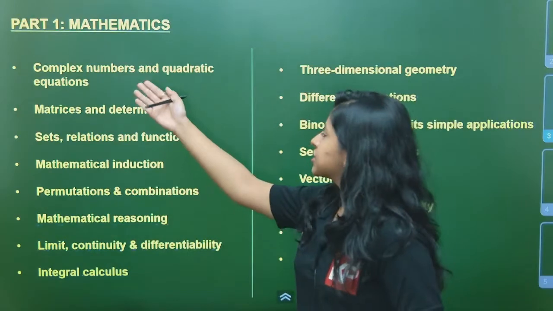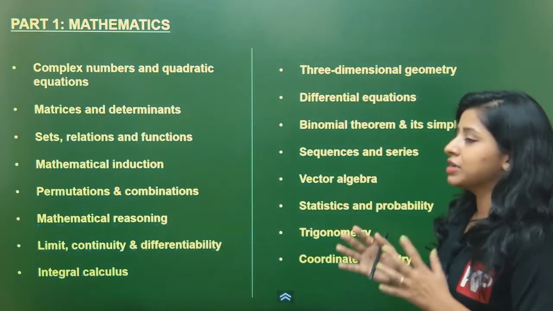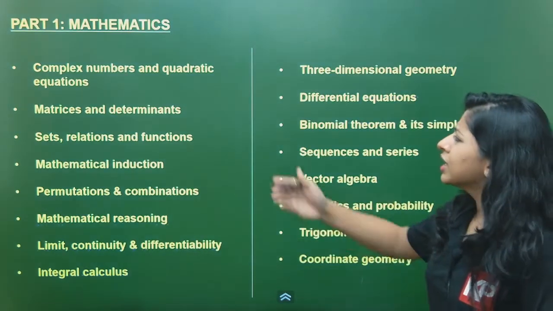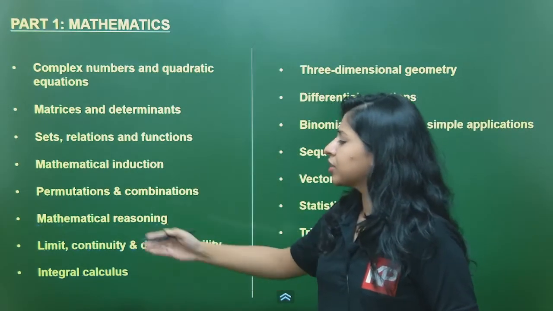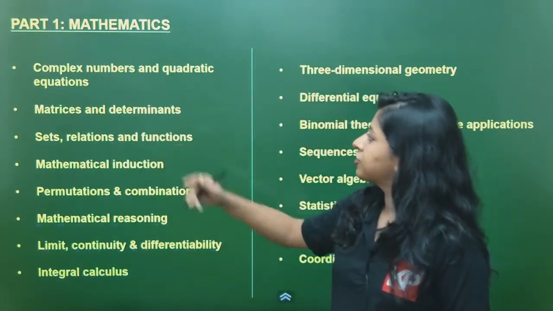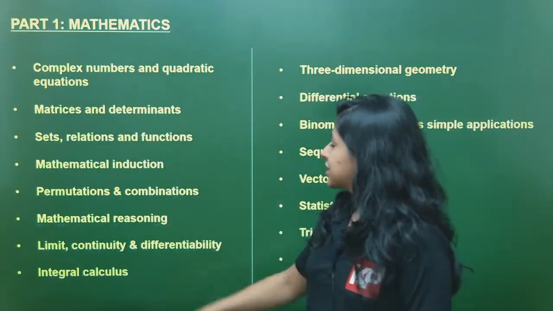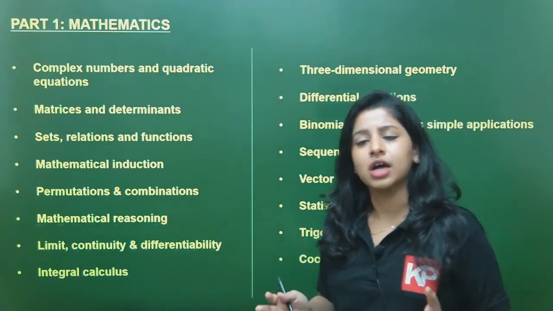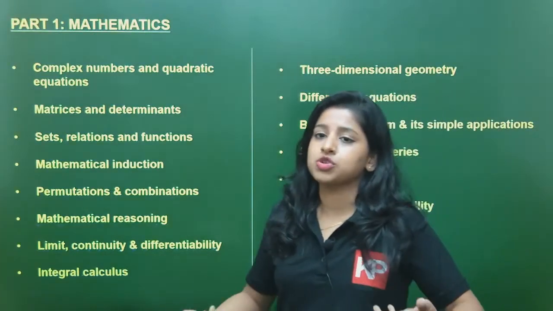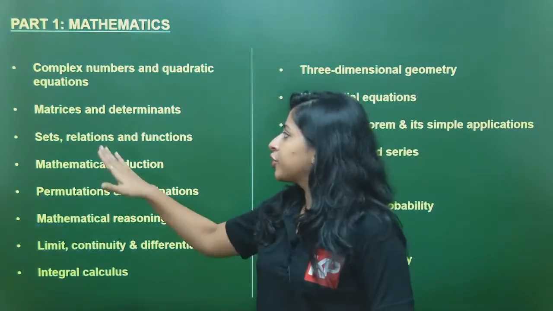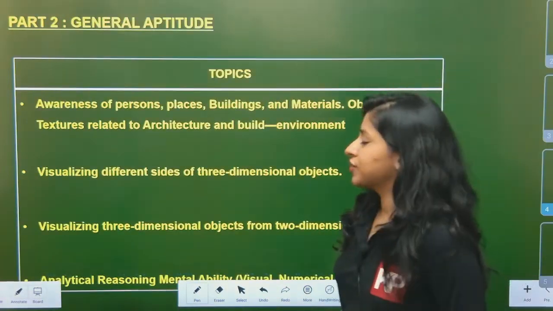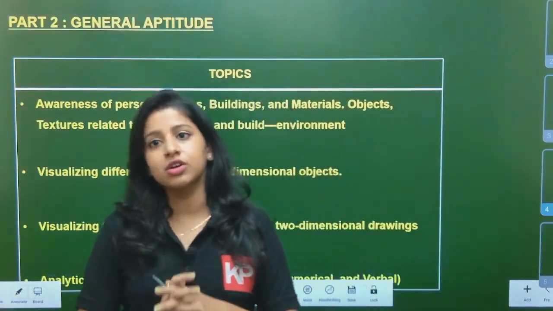So for mathematics, these are the topics. You can pause the video and see these topics. These are something that even correlate with what you're already studying in class 12. You have permutations and combinations, complex numbers, matrices, sets, relations, functions, all these things. So you're already preparing these while you're also preparing for your Paper 1. So we'll not get into the details of this. What we will get into the details of is the general aptitude section and the drawing section.